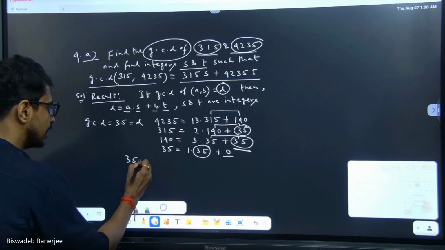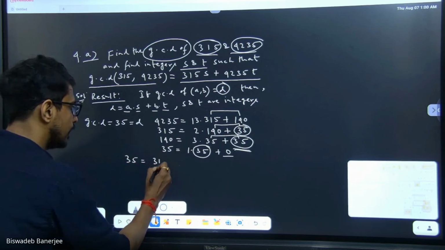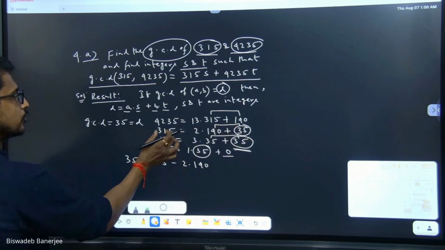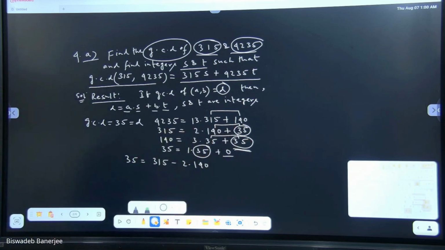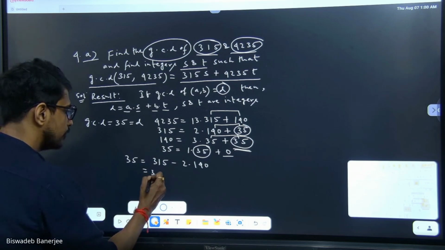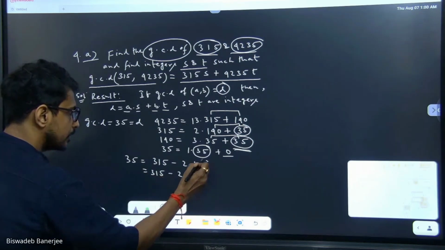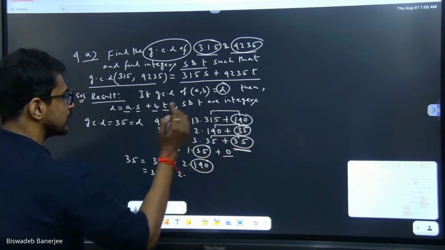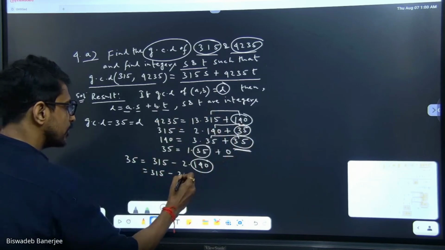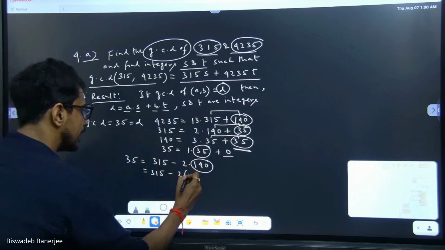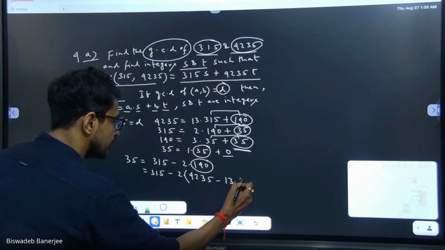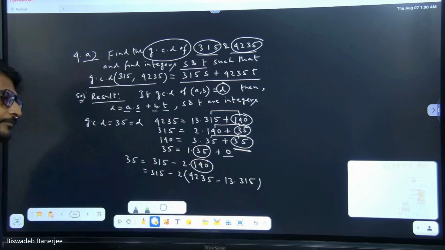So write down 35 as 315 minus 2 into 140. See that 35 equals 315 minus 2 into 140. Now keeping this 315 fixed, substitute this 140. We can substitute 140 from this step. See that from this step we can write 140 as 4235 minus 13 into 315. Like this, we can write like this, okay?